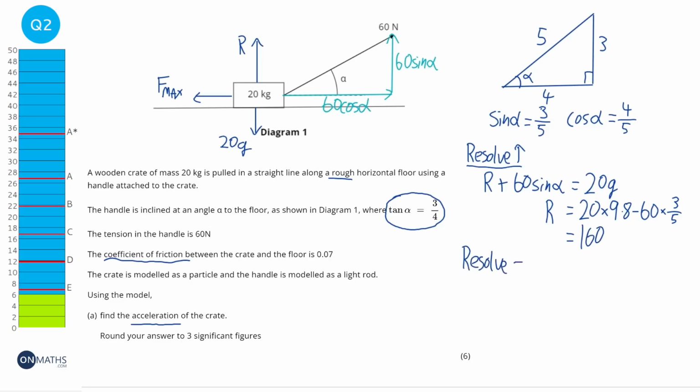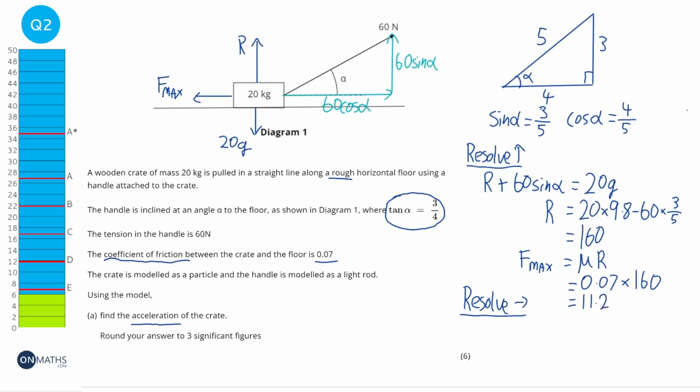Next we need to resolve, actually, before we resolve horizontally, we can do a step next. Let's move that down a little bit, because we can work out what the friction is. So the F max, and the formula is mu R. We know mu because it's given to us in the question, 0.07, and we know that R is 160, and that will be 11.2.